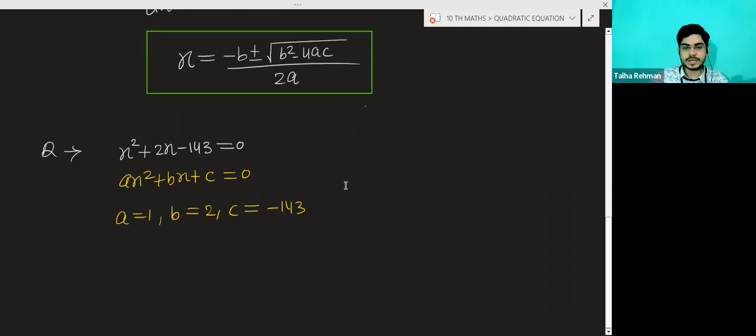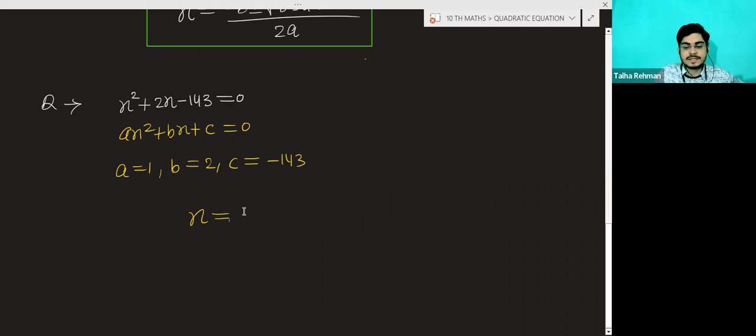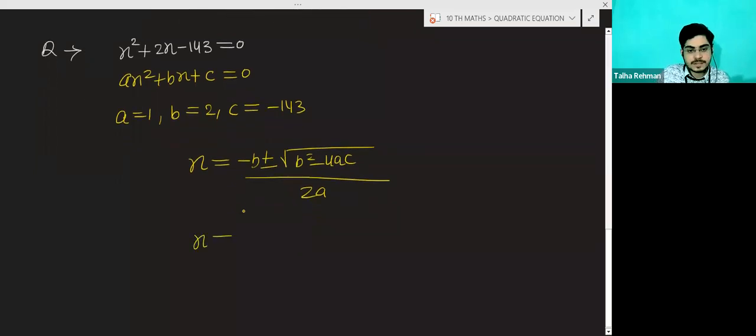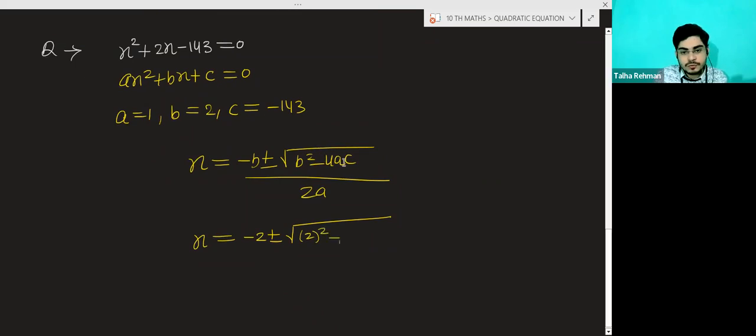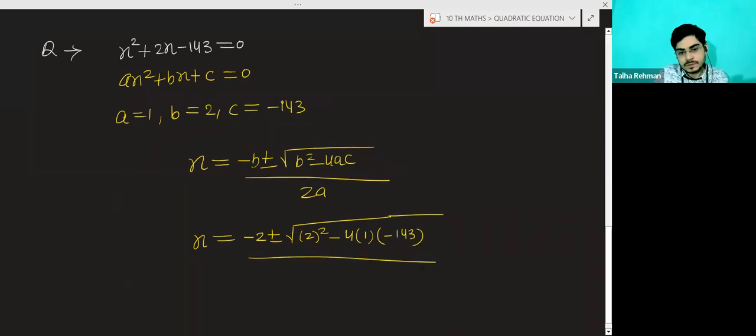So now we will apply the quadratic formula. x is equal to minus b plus minus under root of b square minus 4ac divided by 2a. So x is equal to minus b. Minus b means minus 2, plus minus under root of b square. B square means 2 square minus 4ac. So 4, what is a? A is 1. What is c? C is minus 143. Divided by, this whole term divided by 2a. 2, what is a? A is 1.